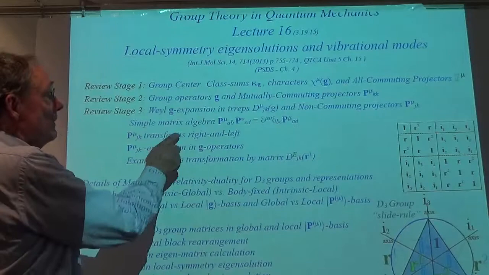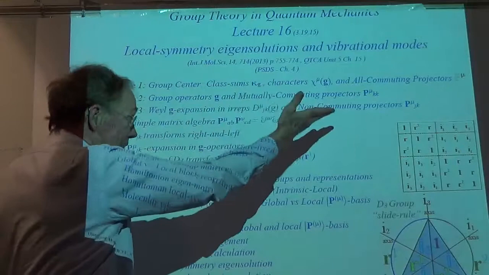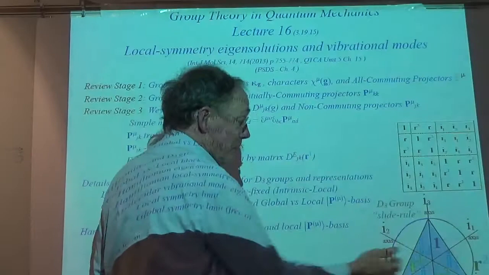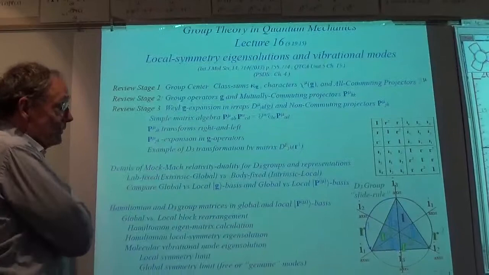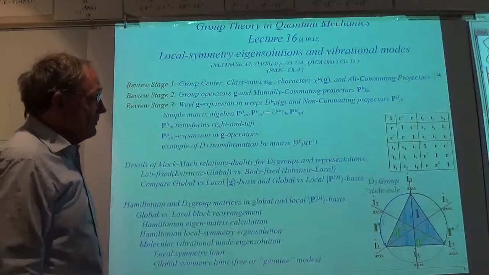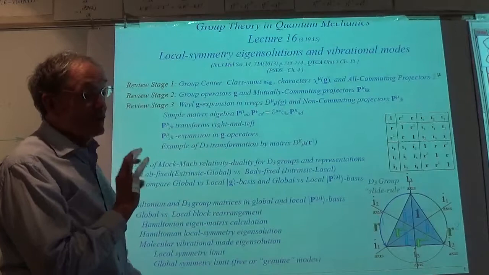And we need to see how that does transformations right and left, how you expand first the group operator in terms of those things, but then reverse. And we've got lots of examples with this particular group D3 table or diagram that we'll use throughout. And then we'll do this business with the local versus global, called the Mach-Mach relativity duality principles. And then we'll show you how you can manage some pretty complicated numbers. Even this group D3 provides some very subtle things that I just touched on in the previous lecture.